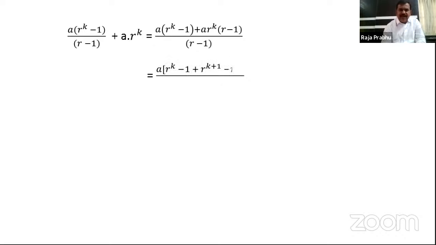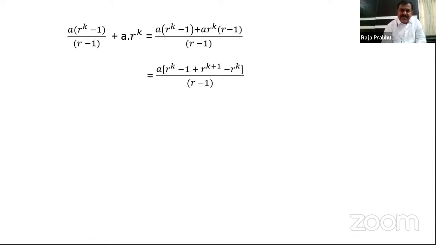Here, very simple simplification. Yes, what is done here, children, are you able to understand? There are two terms in the numerator. Among those two terms, what is common here? A is common. Yes, children, just identify that a is common. Take out a common, then the remaining part in the first term is r power k minus 1. The remaining part in the second term is r power k into r minus 1.